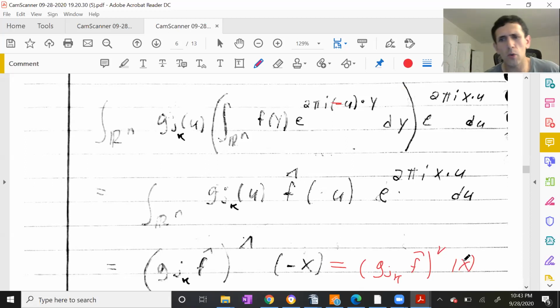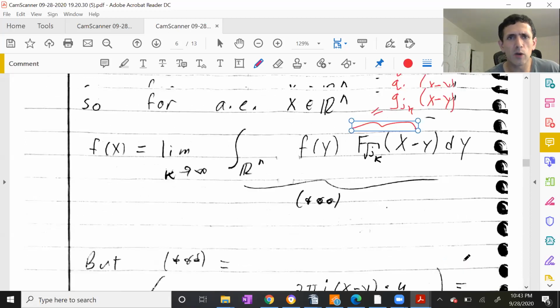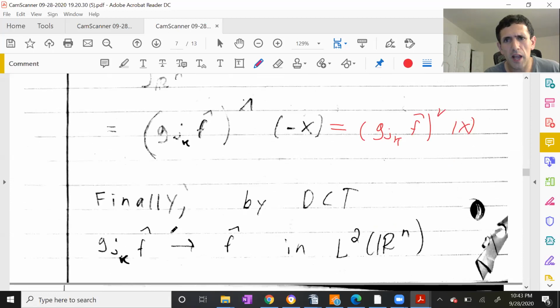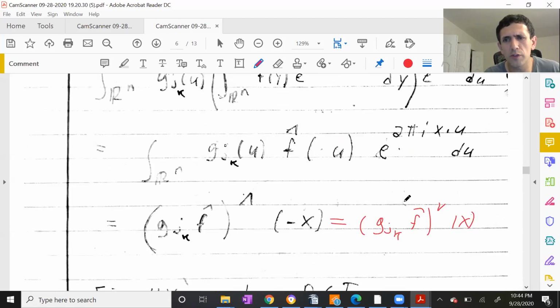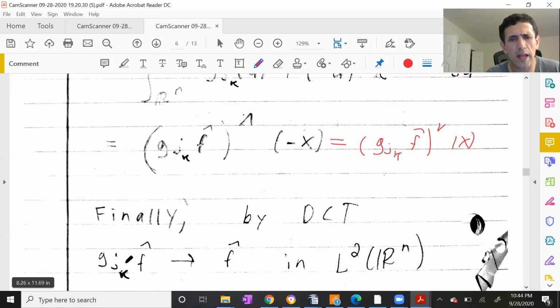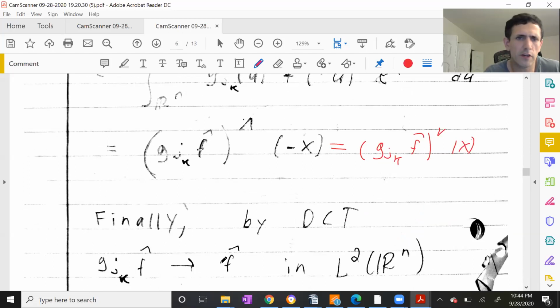Okay? So what I need to prove, because as k goes to infinity this whole mess here is f of x for almost every x, is that as k goes to infinity, this converges to the inverse Fourier transform of Gjk f hat at x. Sorry, this whole thing needs to converge to the inverse Fourier transform of the Fourier transform of f at x. So let's do exactly that. To do that, I need to know that Gjk f hat converges to f hat in L2. And this is fairly trivial.